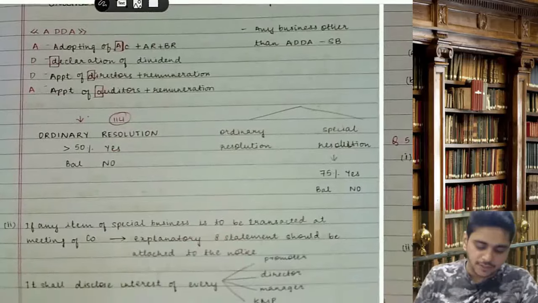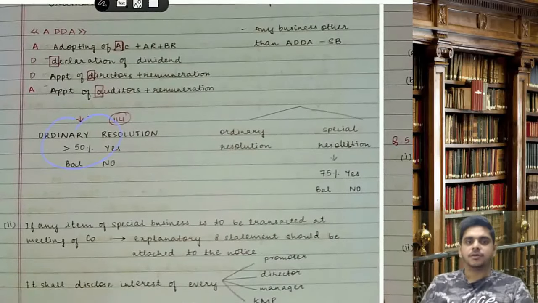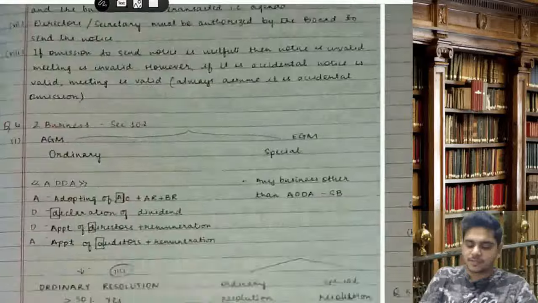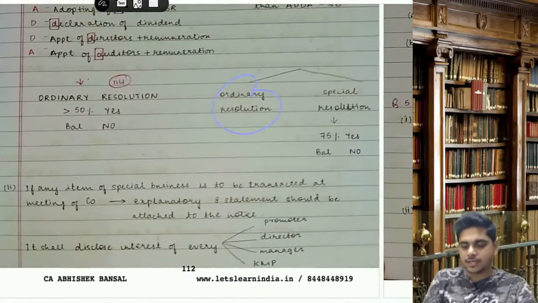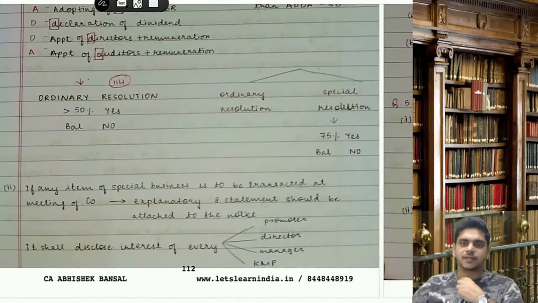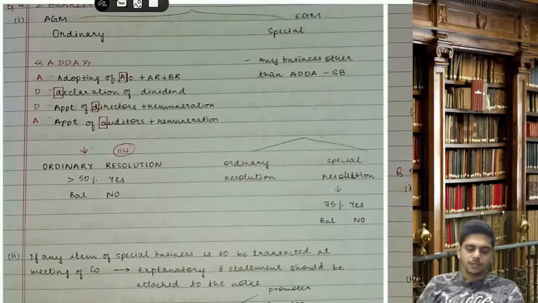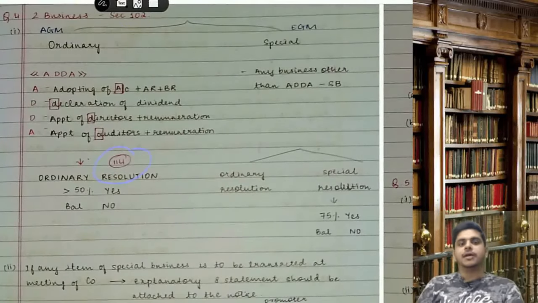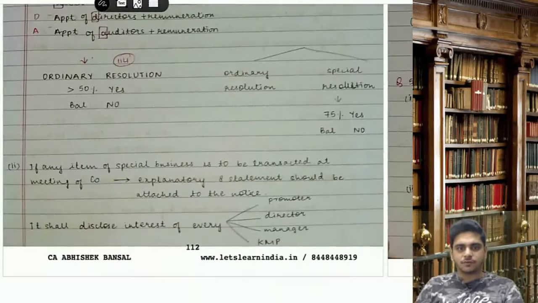Sir, for ordinary business, we require an ordinary resolution. That means more than 50% people should say yes. Achha, special business, sir, it can be conducted by OR also. It can be conducted by SR also. For SR, we require 75% approval. Clear? Now, section number is 102, two business. Resolutions are written in 114.